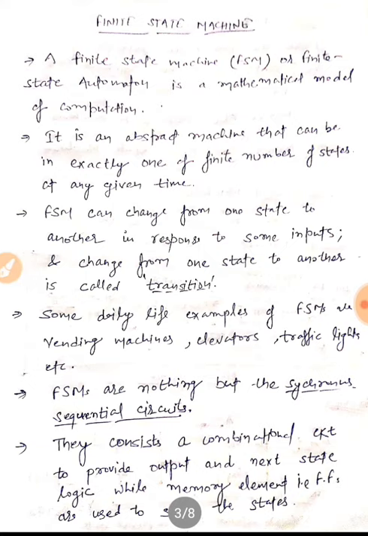An FSM consists of combinational circuits to provide output and the next state logic. How would the state change in an FSM? We have a combinational circuit for it, and also for the output logic we have a combinational circuit, and as it is a sequential circuit, it must consist of a memory element, that is a flip-flop, that is used to save the state of the system. So in which state our system is, it is saved in the memory element, which is built by flip-flops.